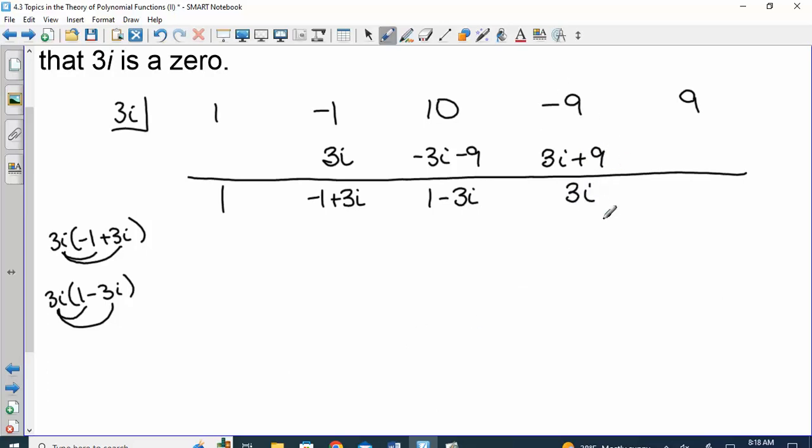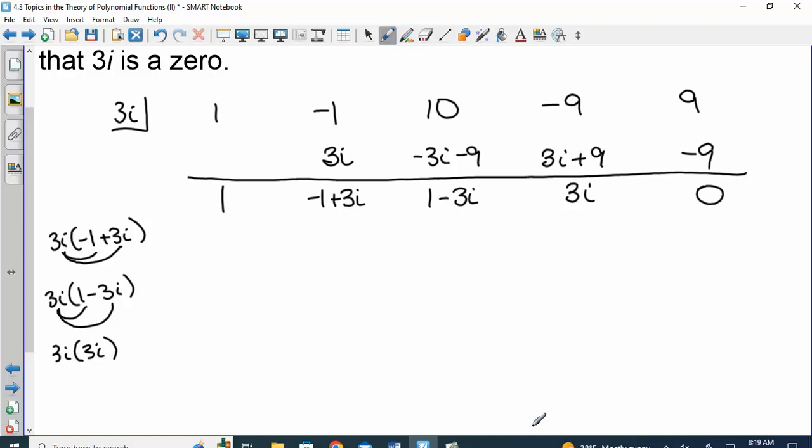We get rid of our i. 3i times 3i is 9i squared, or negative 9, and we get a 0. That was the ugly stuff. Everything from here on out is going to get much nicer.